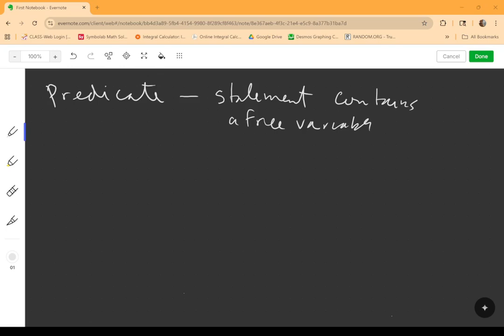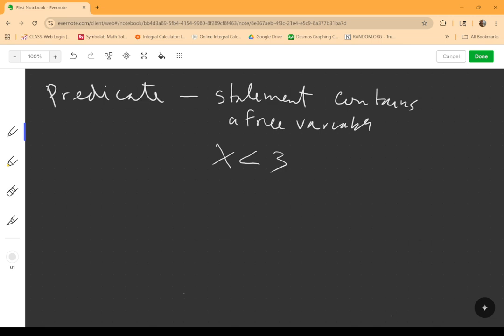All right. So in the next section, we're going to take a look at predicates and quantifiers. A predicate is a statement that contains a free variable. So if we think of x is less than 3, then using quantifiers, we're going to test the validity of these statements.